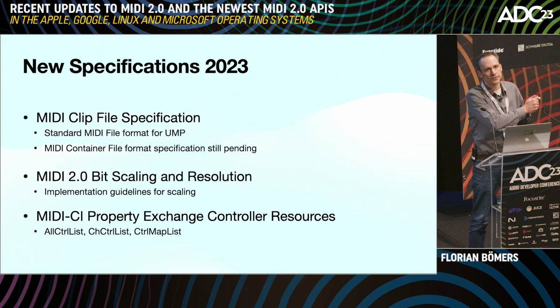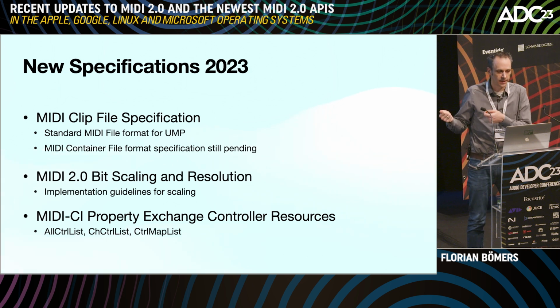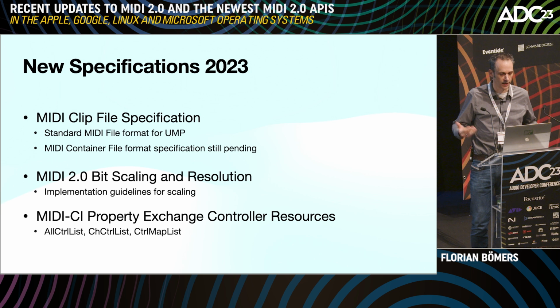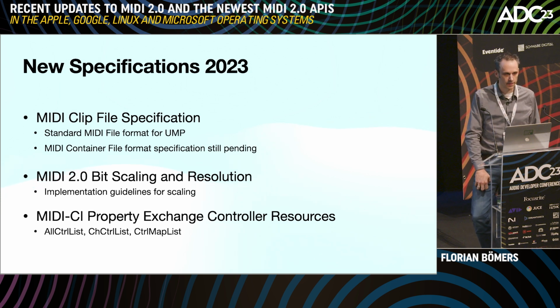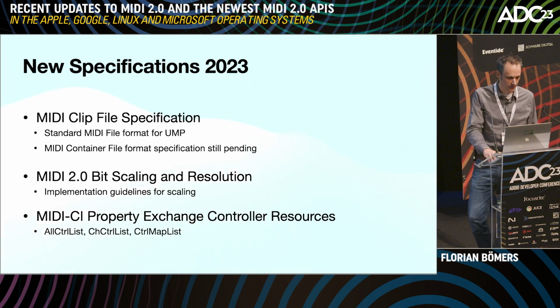If you receive data from a MIDI 1.0 device, say 7-bit velocity, you want to scale that up for 16-bit in UMP. And also your internal resolution of your device might even be different. So there are guidelines for scaling and for how to use different resolutions. And I recommend everyone who's doing any of that to read that document. It's really helpful for developers.